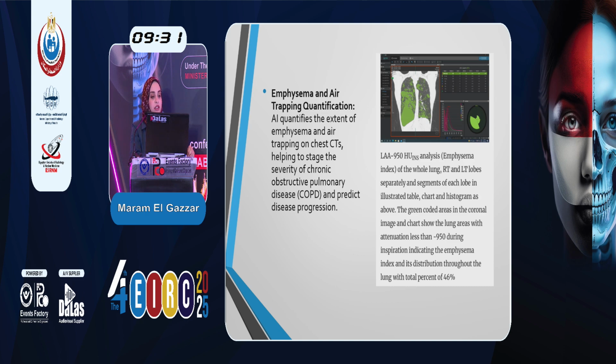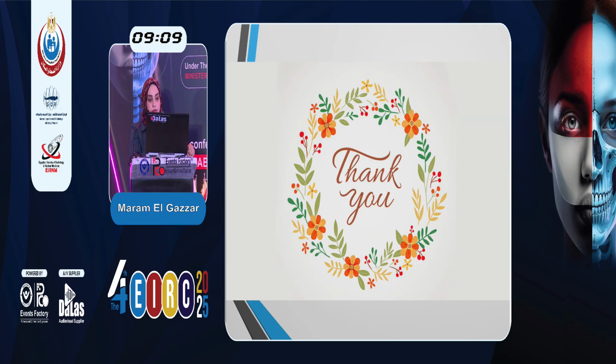Emphysema and air trapping quantification. AI quantifies the extent of emphysema and air trapping on chest CT scan, helping to stage the severity of chronic obstructive pulmonary disease and predict disease progression. As we see here in such a model, coronal images showing in green color the affected emphysema within the case of COPD. And thank you.